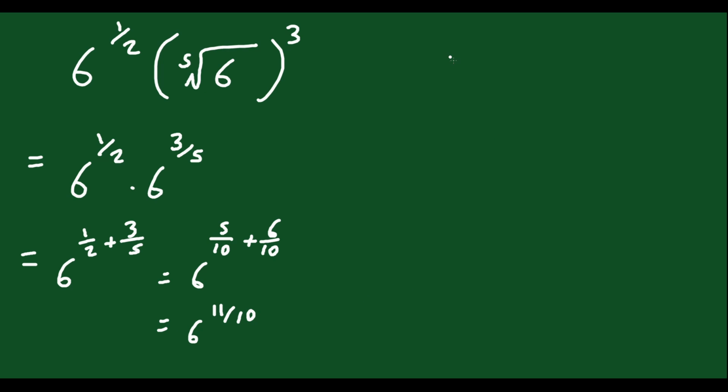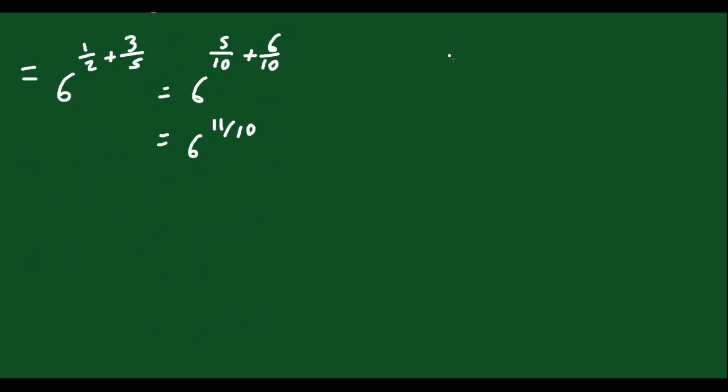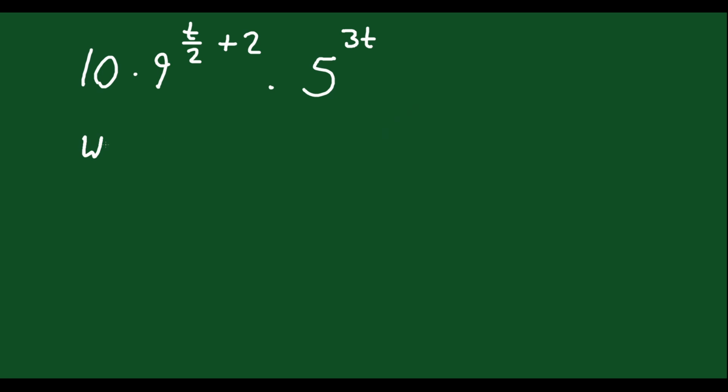All right, let's do another one. And this one's going to look a little bit different. Let's say we're given 10 times 9 to the exponent t over 2 plus 2 times 5 to the exponent 3t. And let's say we're asked to write this expression in the form a times b to the exponent t.